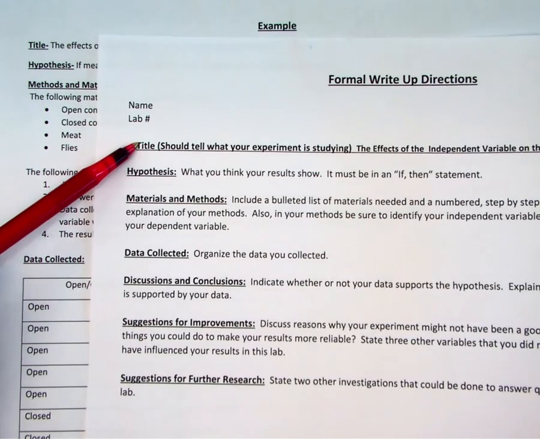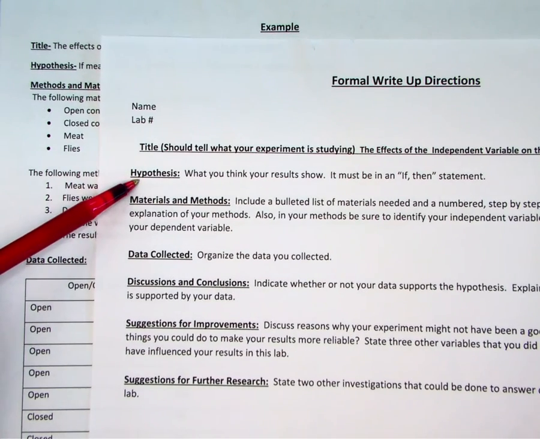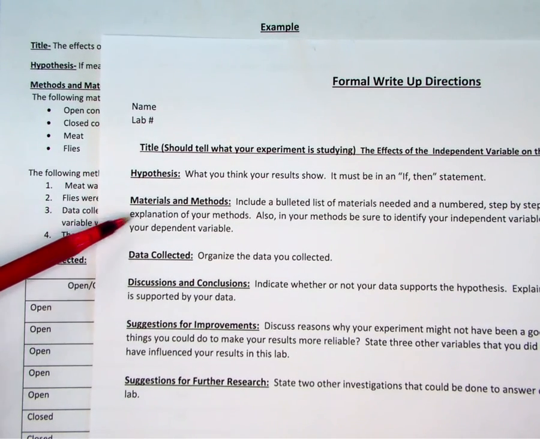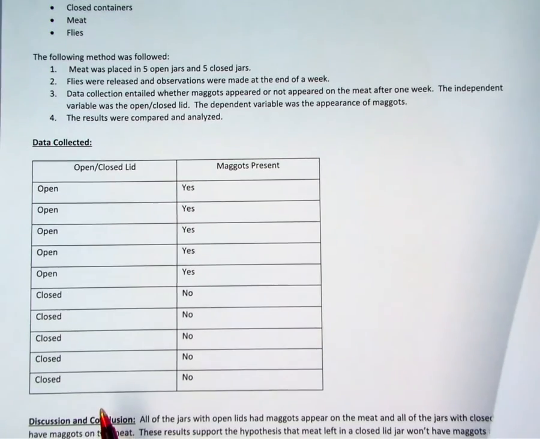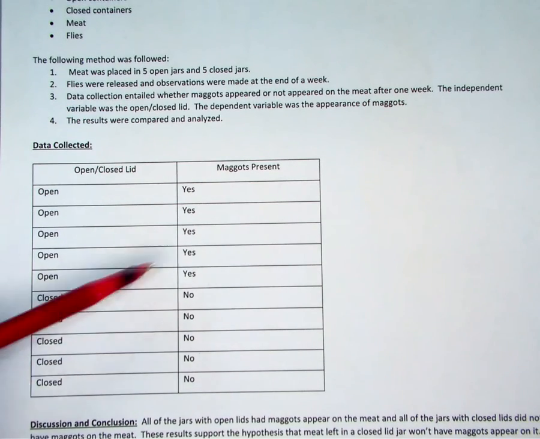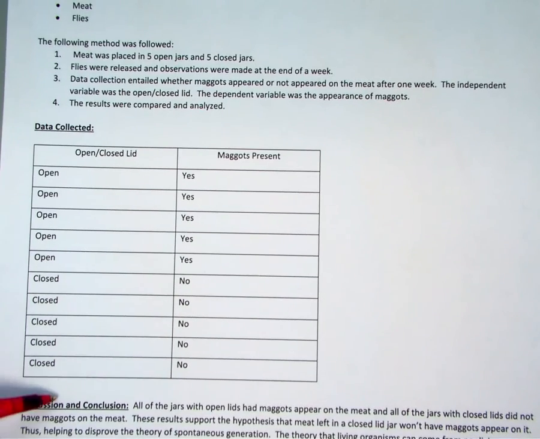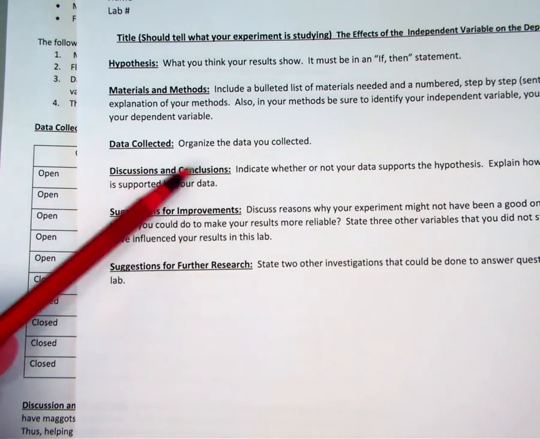So we've done the title, the hypothesis, methods and materials. Now we're on data collection. Very simple. It was either an open or closed lid. Kids will often put a result here, but this is just your data. Now your discussion and conclusion.